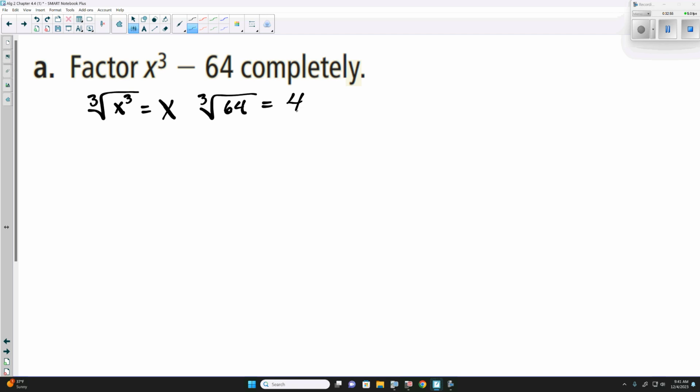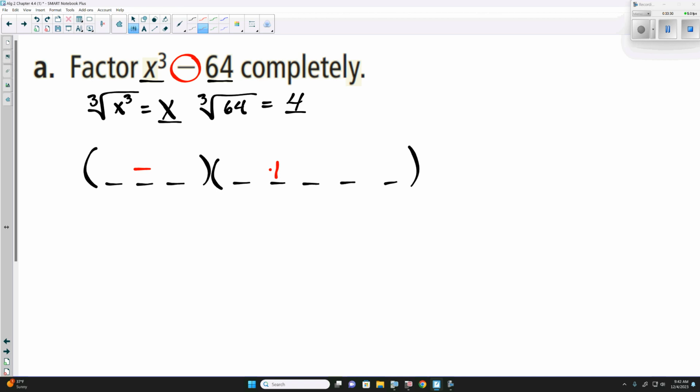Now part of the reason we did this is to determine if this is a sum or difference of perfect cubes, and we see that this is. Cube root of x to the third is x. Cube root of 64 is 4. Now at this point here, we're going to set the tractor trailer up. Signs: same, opposite, always end on a positive note. Starting sign was negative, so same would be negative. Opposite of a negative is a positive. Yes, positive, negative, positive.